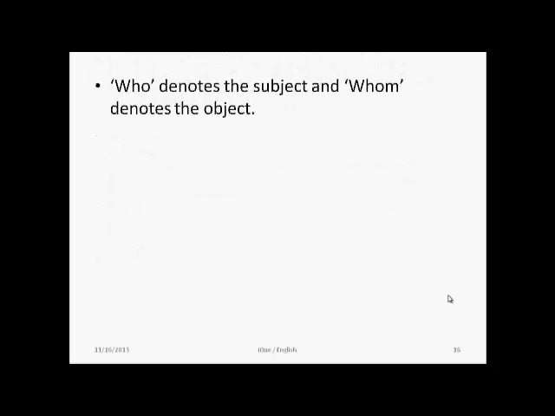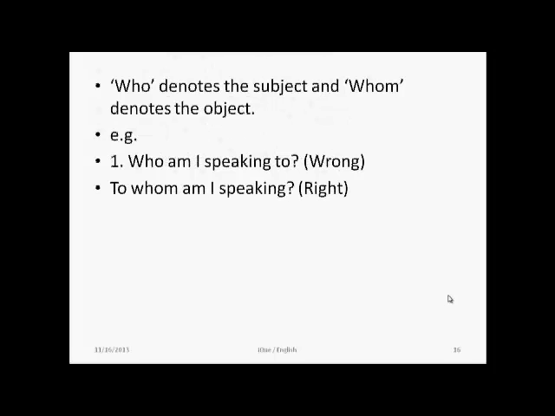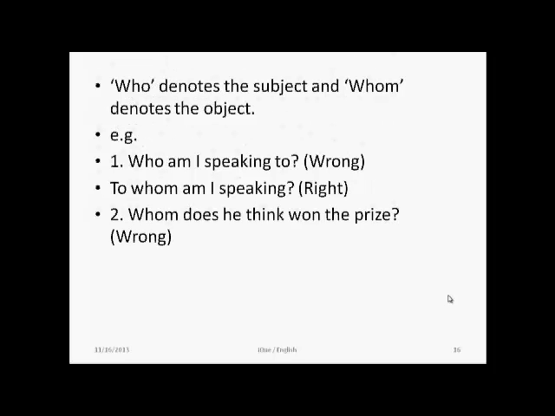The word who denotes the subject and whom denotes the object. So for example, we do not say who am I speaking to. We say whom am I speaking to, because here I am the subject and the person to whom I am speaking is the object. Similarly, we do not say whom does he think won the prize, but who does he think won the prize.